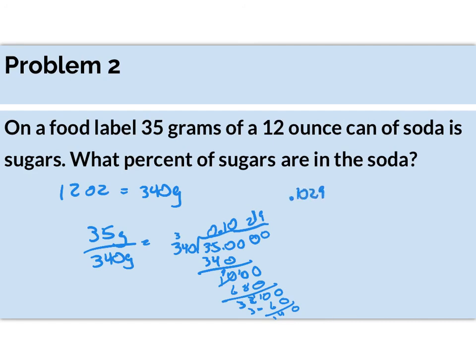So we get 0.1029. If we multiply by 100, we get 10.29, or rounding off to a decimal, 10.3%, or rounding off to 1, we get about 10% of the can. And that makes sense because 35 divided by 350 would be 0.1. So yeah, we expect to get about 10% of the can is sugar.